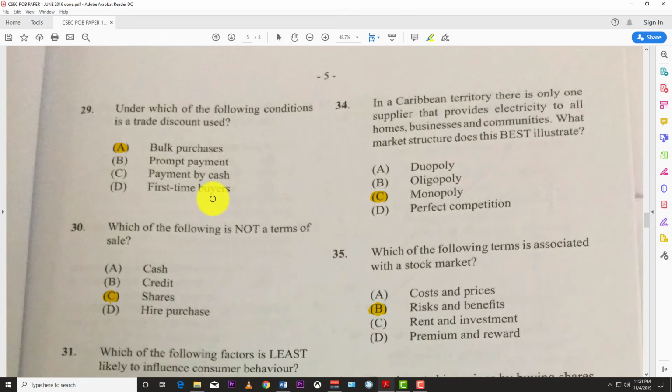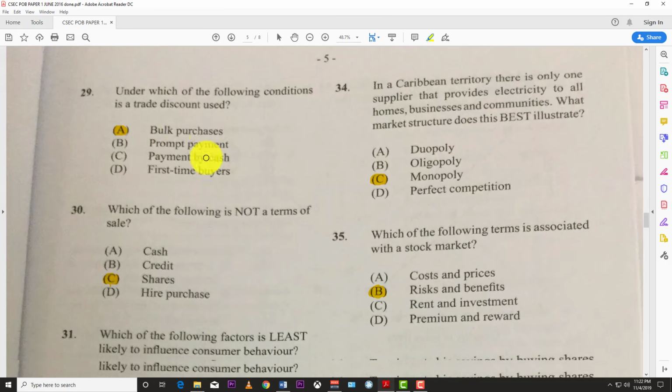29. Under which of the following conditions is a trade discount used? Okay, so normally a trade discount is used when you buy stuff in volumes. So the best answer here is A, bulk purchases.